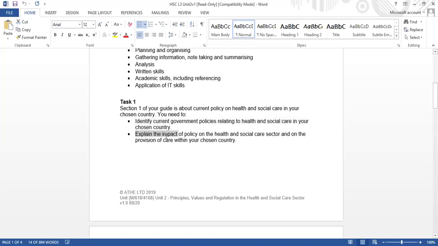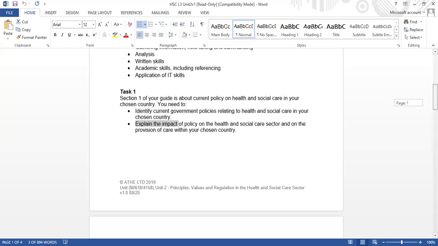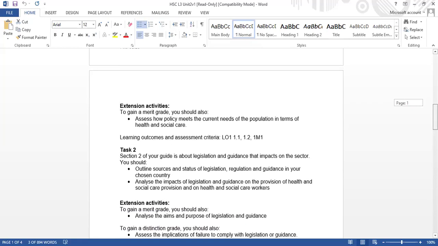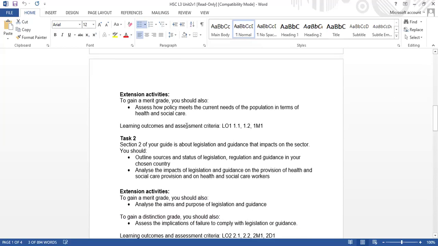And then the second point is to explain the impact of this policy on the health and social care sector and on provision of care within your chosen country. So in the first one, you're just identifying government policies. And in the second one, you're explaining their impact on the provision of care within your chosen country. These extension activities tell you if you want to gain a merit, you should assess how policies meet the current needs of the population in terms of health and social care.